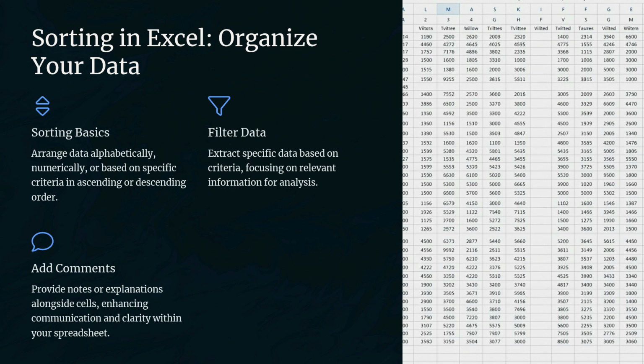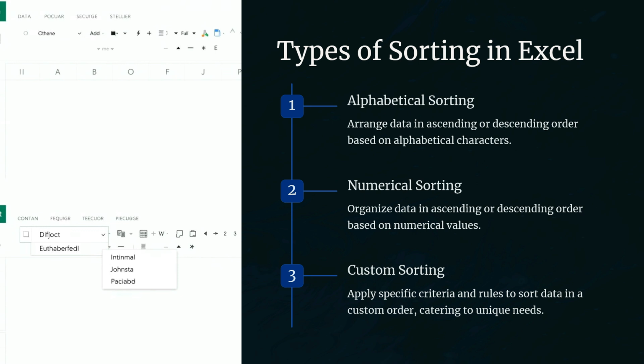Let us go ahead and see types of sorting. We can sort alphabetically, that is arranging data in ascending or descending order based on alphabetical characters. Numerical sorting organizes data in ascending or descending order based on the numerical value, that is from largest to smallest or from smallest to largest. Then custom sorting, applying a specific criteria and rule to sort data in custom order, catering for unique needs.